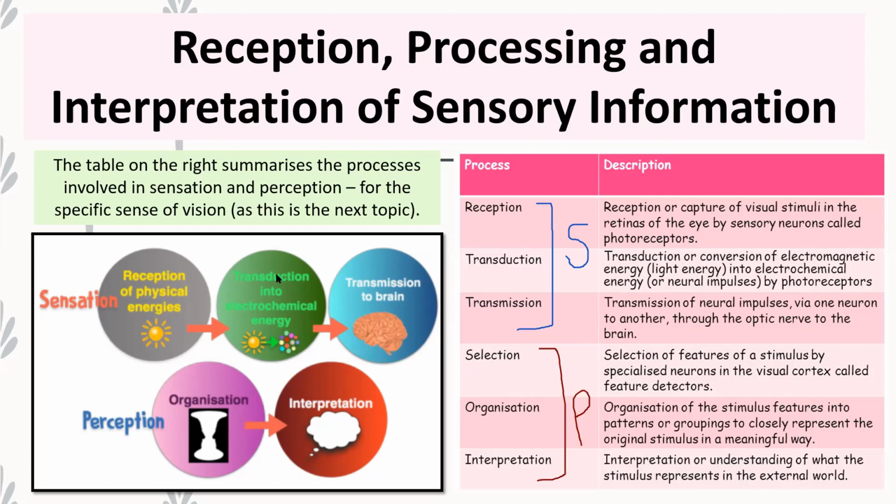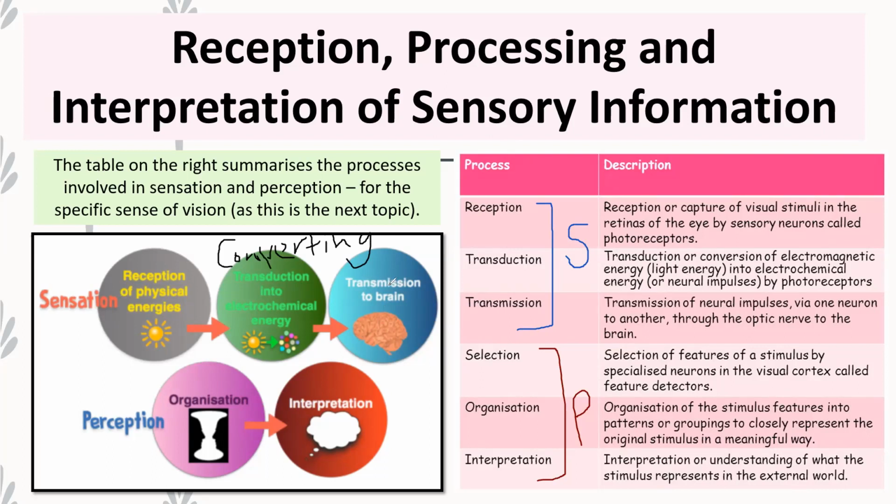So what happens is that transduction of the initial raw data into electrochemical energy occurs. That's what we talk about when we talk about the conversion of the raw data. Another word for transduction is conversion, converting the raw data into a usable form, a form that the brain can then use and make sense of. And the last step is transmission.